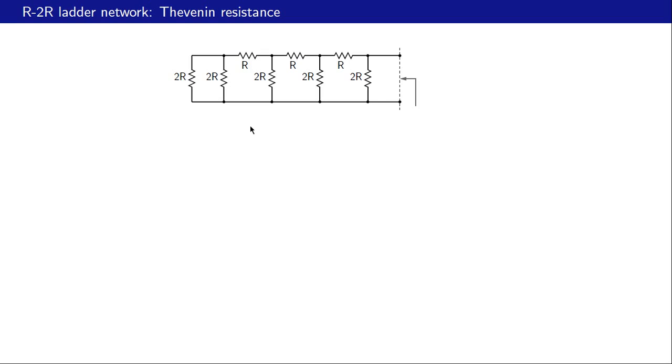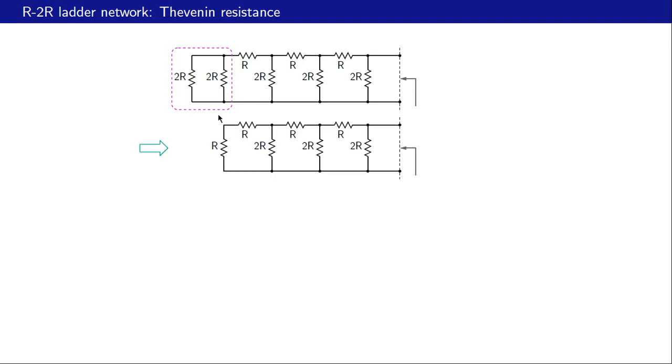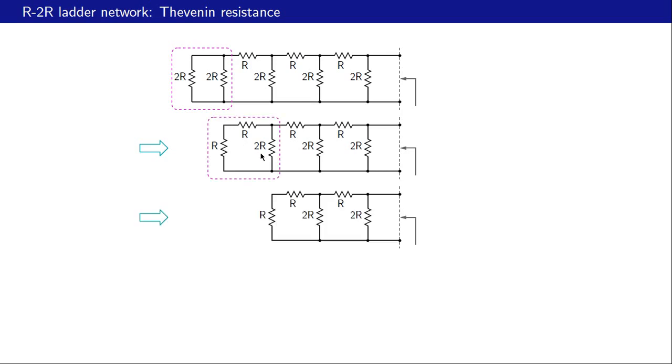Let us now find the Thevenin resistance of the R2R ladder network. Step number one, we deactivate the independent sources, which we saw in the last slide. And after doing that, we get this network here. What we can do to begin with is to combine these two resistors. 2R parallel 2R gives us R. So we get this circuit now. The rest of the circuit, of course, remains the same. Now we have R and R in series, and that in parallel with 2R. So that once again gives us R.